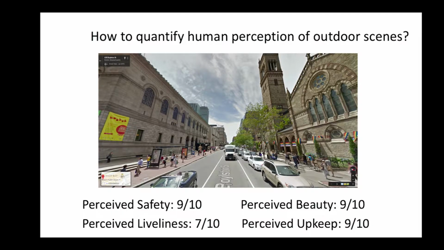Essentially, I started working on this problem a few years ago, where our goal was to understand if we can quantify human visual response to street scenes, to outdoor scenes. If I show you a picture from a street, can I actually predict what your emotional response to this picture would be? For example, if I show you a picture from Google Street View, would I be able to predict how safe you think this place looks, or how beautiful it looks, or how lively it looks, and so on? Can you actually use a computer to predict this?